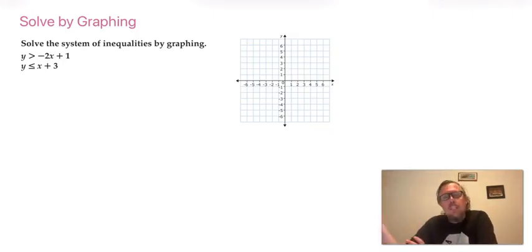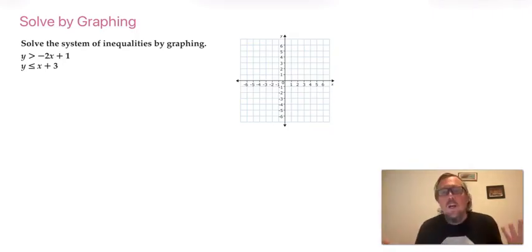If it's greater than, you shade above the line. If it's less than, you shade below the line. A system of inequalities is exactly the same, except now we're going to graph two of them. And the solution is the spot where the shading overlaps. In a system of equations, the solution is where the two equations intersect. In a system of inequalities, the solution is where the shading intersects.